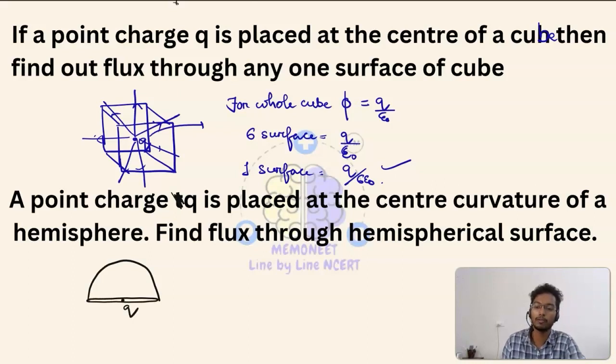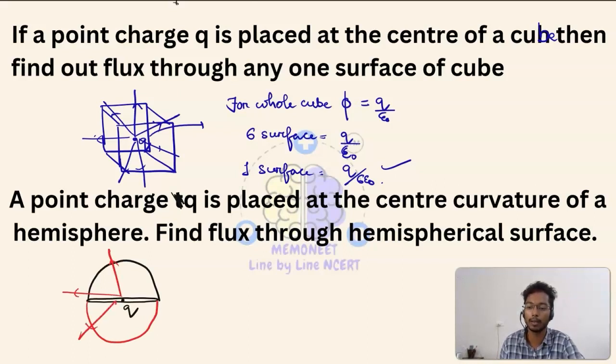So we defined that flux is always present in the enclosed surface. This is not an enclosed surface, so let's enclose it. First we have to enclose it. Let's say this will be the complete sphere. For the whole sphere, the flux will be q upon epsilon naught.